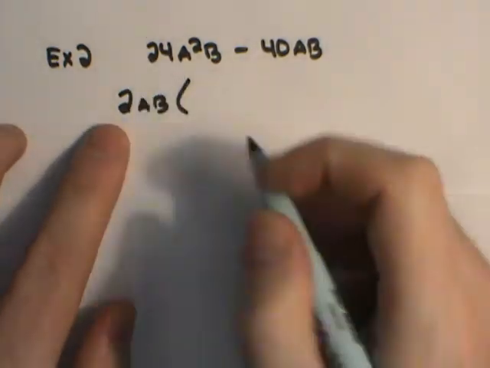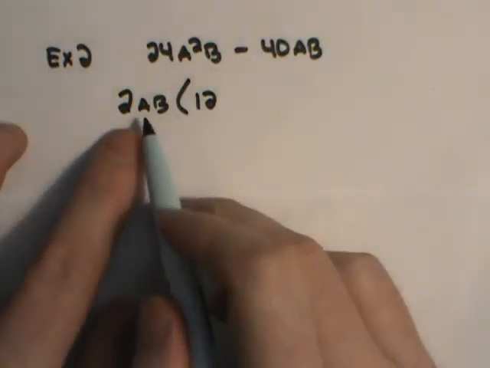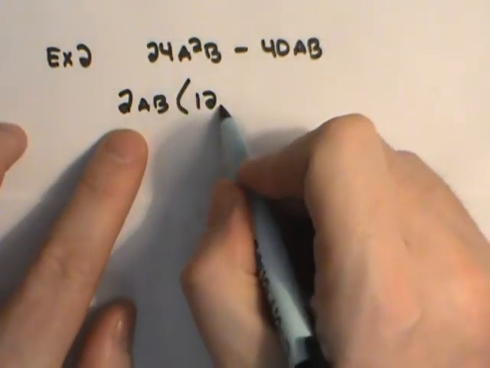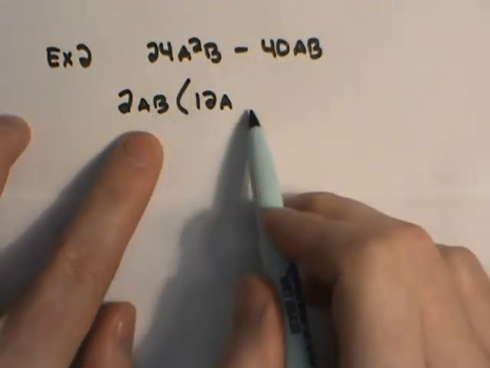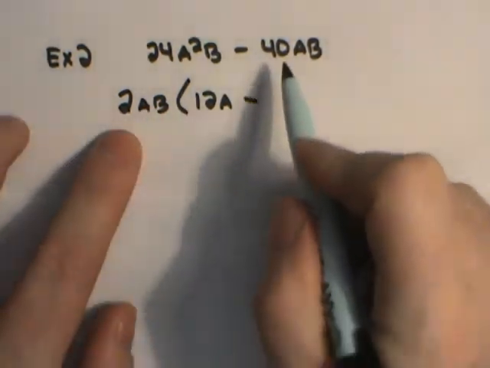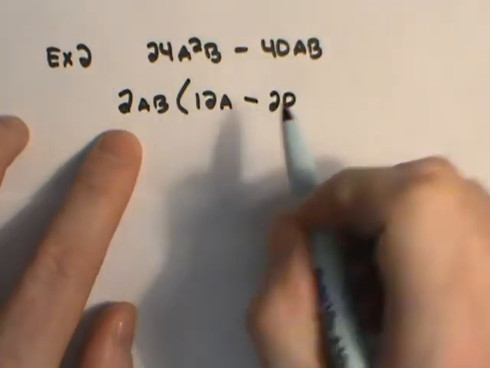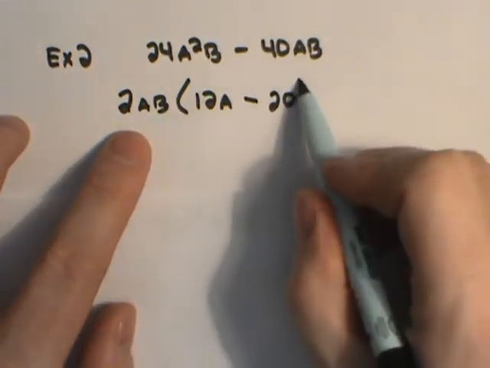2 times what produces 24? 12. And then a times what produces a squared? You need another a. B is already here, so you're in good shape. Minus 2 times what creates 40? 2 times 20. And I already have my ABs there.